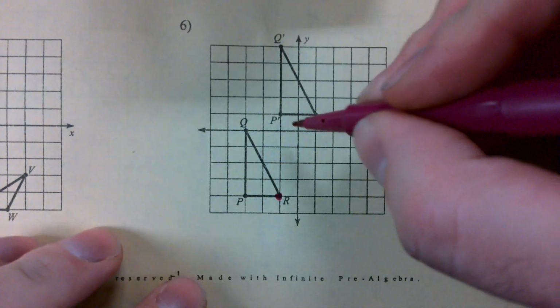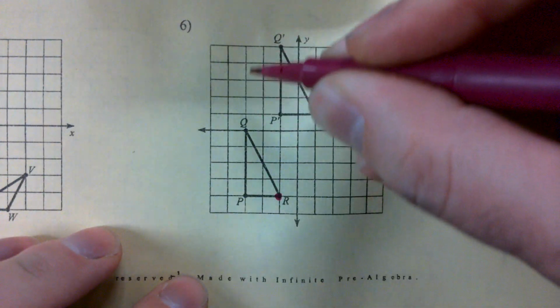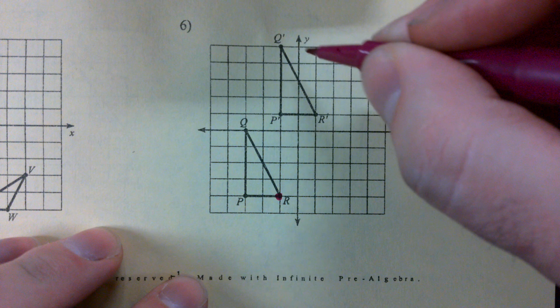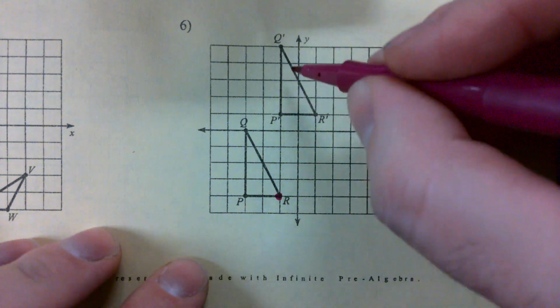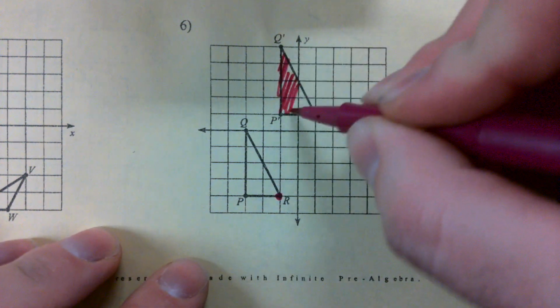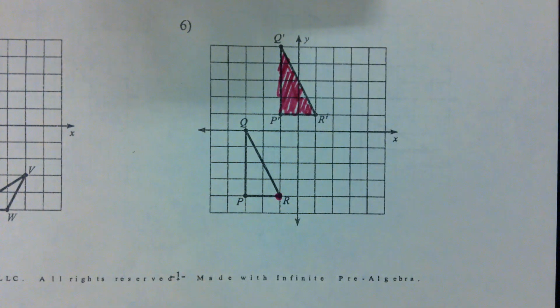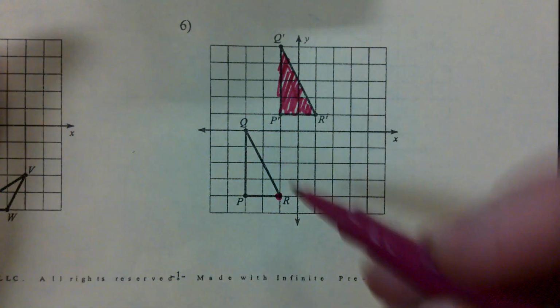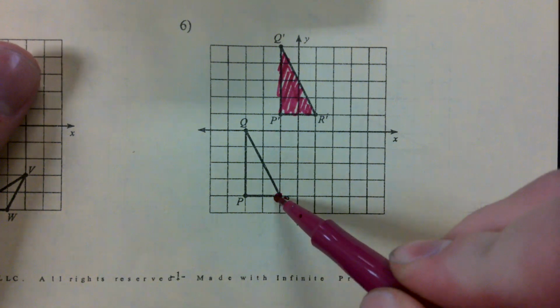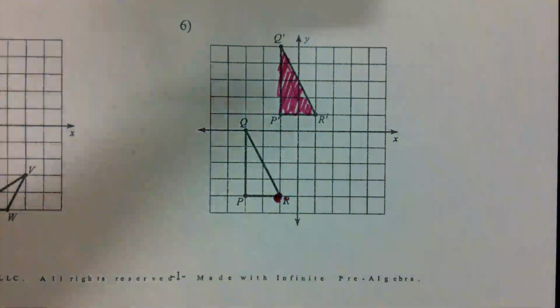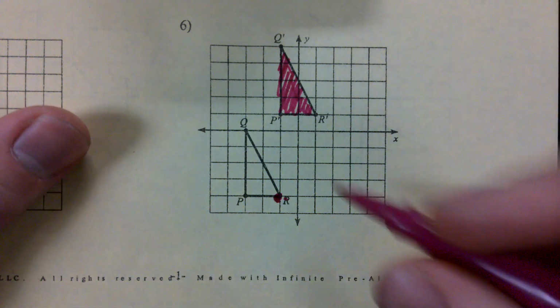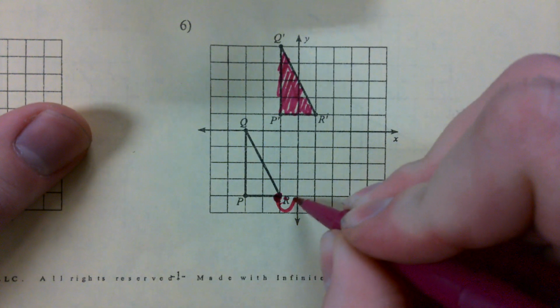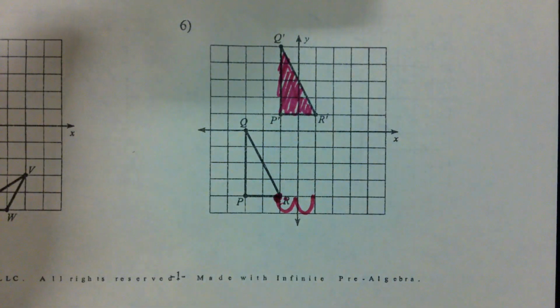But we cannot start counting from any of these points up here, because this triangle is our image. Okay, I'm going to shade it in just like I do all my other images that we draw. So we're going to start counting from R. Are we going to start counting up, or are we going to start counting to the right? We're going to start by counting to the right. Do your x movement first.